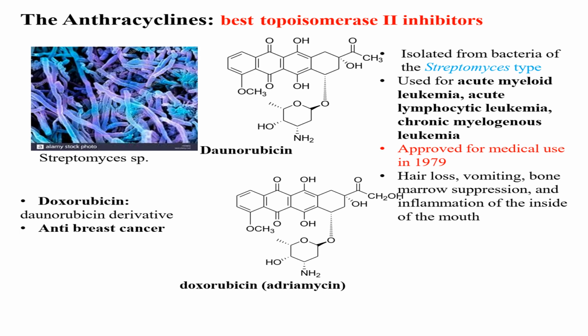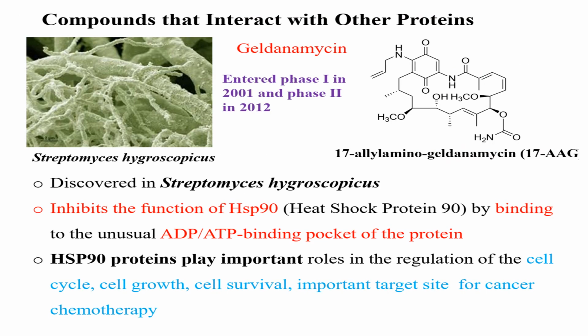So this anthracycline is the best topoisomerase inhibitor drug, along with the other topoisomerase II inhibitors. Now, compounds that interact with other proteins, for example, geldanamycin. Streptomyces hygroscopicus can be a source of geldanamycin, discovered in Streptomyces hygroscopicus, which inhibits the function of heat shock protein 90, or HSP90, by binding to the unusual ADP or ATP binding pocket of the protein.